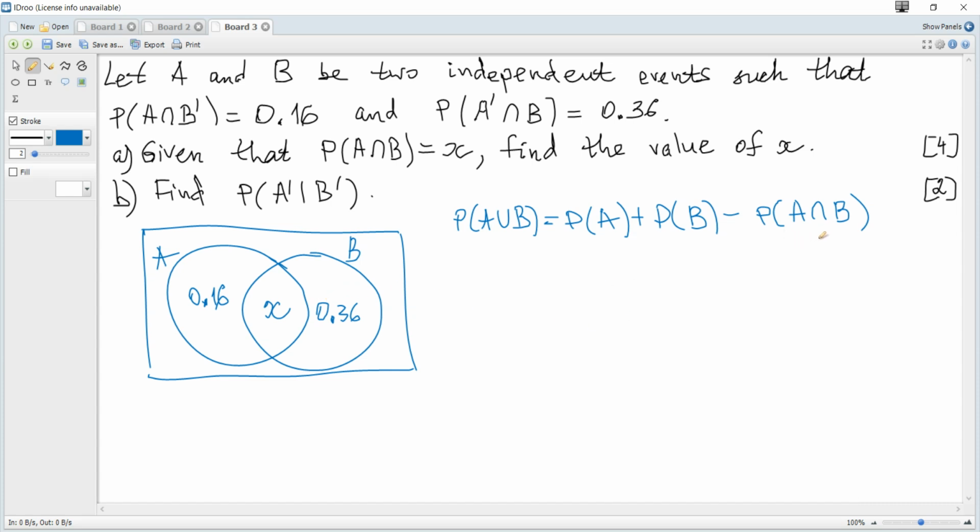The probability of A and B we can write as the probability of A multiplied by the probability of B, because A and B are independent events, and the probability of A and B is equal to the probability of A multiplied by the probability of B. This formula is given in the data booklet. And the probability of A or B, it's this region, so we can also represent it in terms of x.